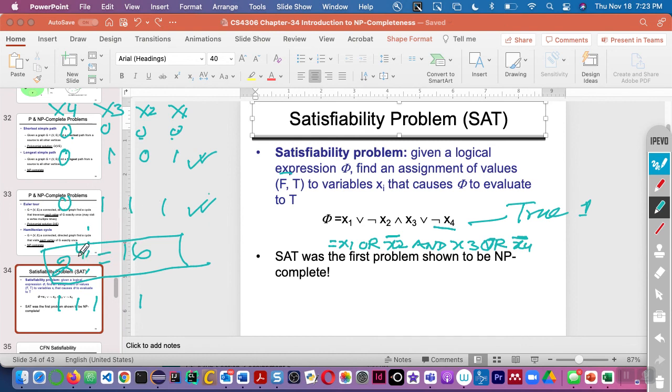So for 4 variables, how many combinations do we get? 2 to the power 4, right? Then for n of these logical instances, how many will there be? 2 to the power n, right? The complexity will be big O of 2 to the power n. A non-deterministic problem, NP, right? So now we see that this satisfiability problem is an NP problem.